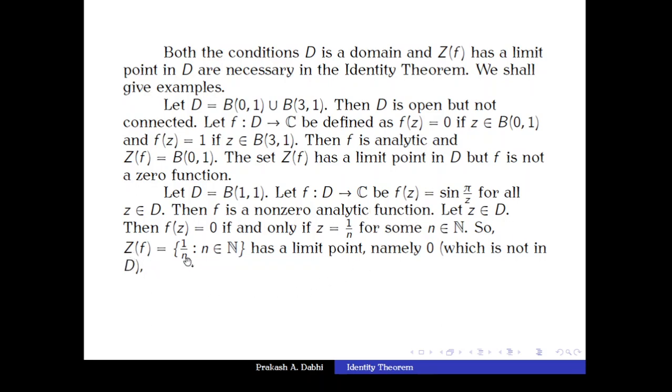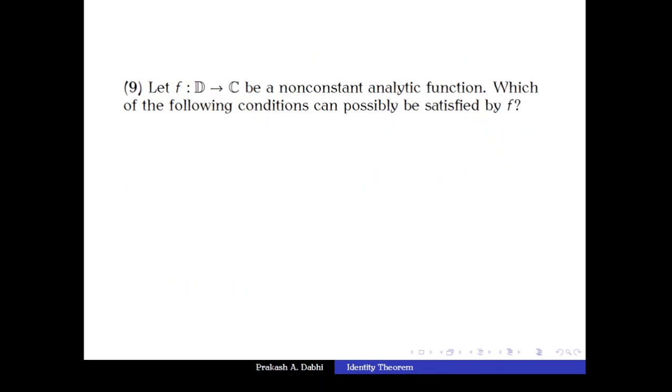and this function is not identically 0. So what we have shown? We have shown that the zeros of f has a limit point, but that is not in D, so we cannot apply the identity theorem, right? And as I said, f is a non-zero function. So both the conditions, the open set D should be connected, that is necessary, and the set of zeros of f has a limit point in D, that is also necessary. Let us go for next example.